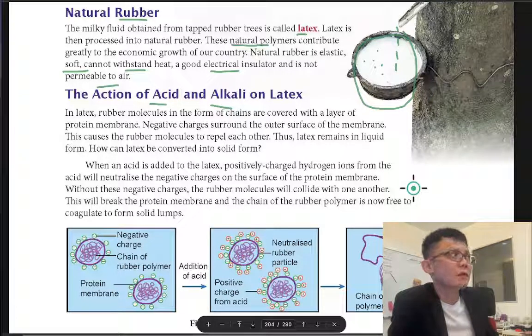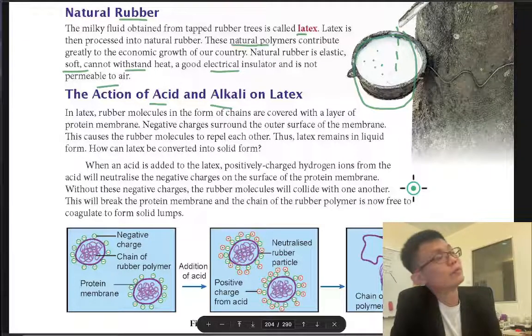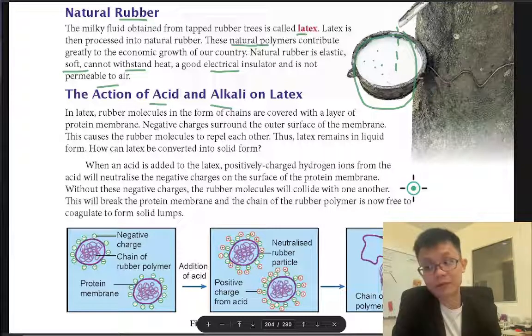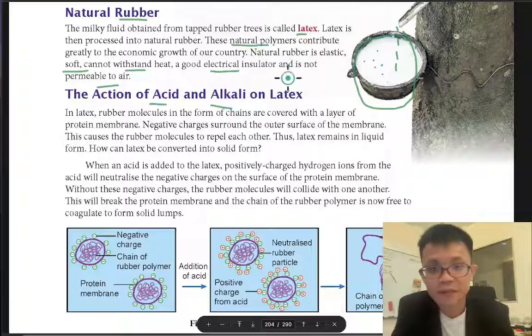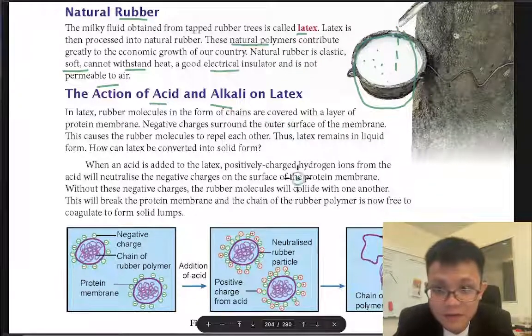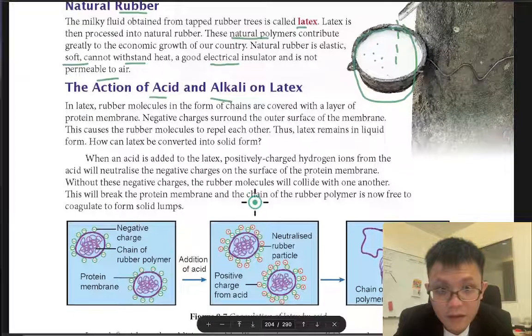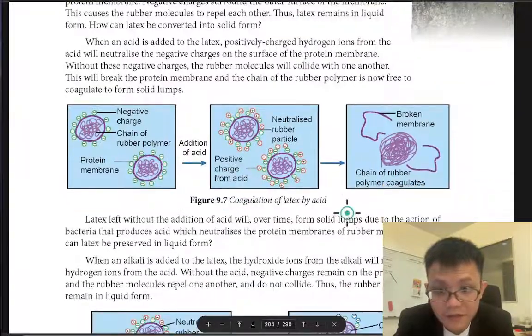So when they go to the factory, they put some liquid. They will put alkaline or acid. They'll put alkaline. Then it will become the liquid again. Okay, so why does it become jelly? It becomes jelly because, let me see here, got it right or not.